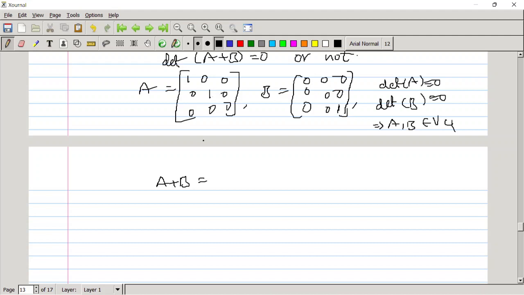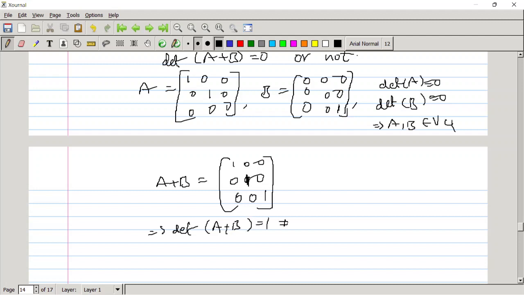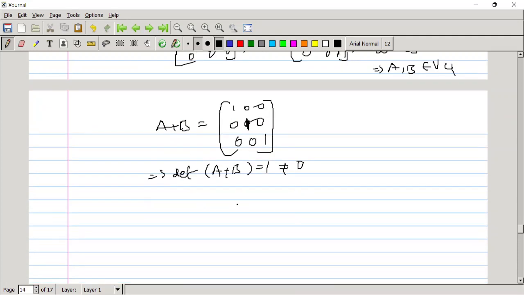Actually, there exist an infinite number of matrices for which determinant of A equals 0 and determinant of B equals 0, but determinant of A plus B is not equal to 0. These two are just one pair from the collection of such matrices. Here A plus B is nothing but the matrix 1 0 0, 0 0 0, 1 0 0 0 1. That implies determinant of A plus B equals 1, which is not equal to 0. That means A plus B does not belong to V4.